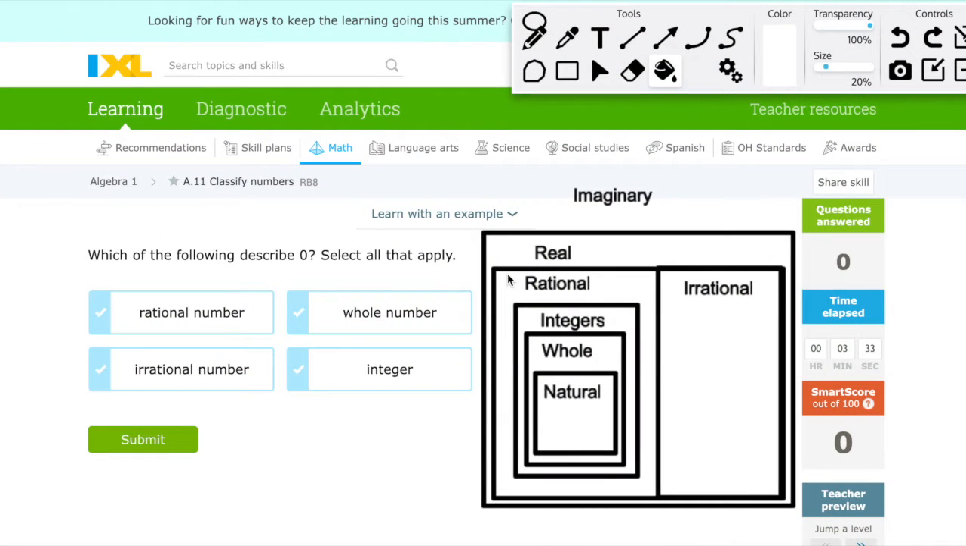Welcome to the section on real numbers. To go through this, we're going to be working through A.11 on the Algebra 1 IXL, just describing what we're looking for and how to, as you read here, classify numbers.